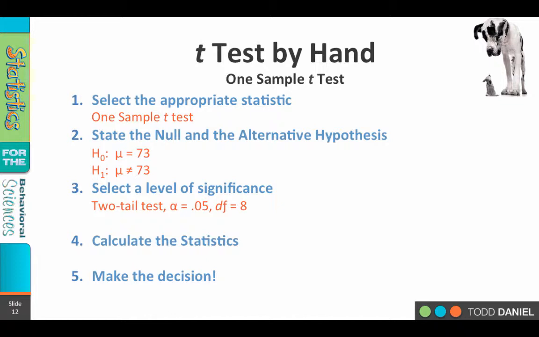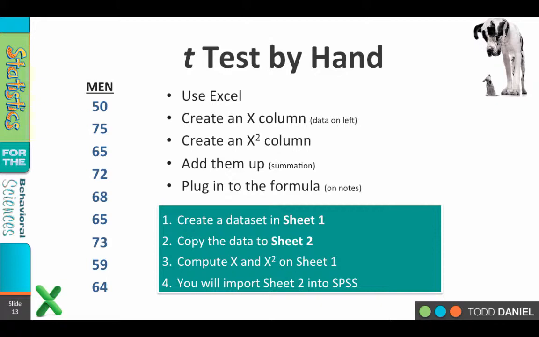Our critical value we will write as a positive negative 2.306. We use positive negative because we're not saying which direction the alternative hypothesis will change. Well, now we are ready to calculate some statistics, and to do that, let me walk you through the steps. We're going to use Excel to calculate the standard deviation of the sample and the mean of the sample.